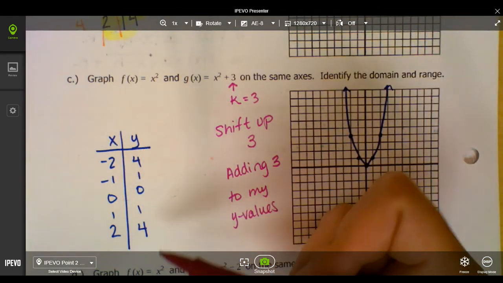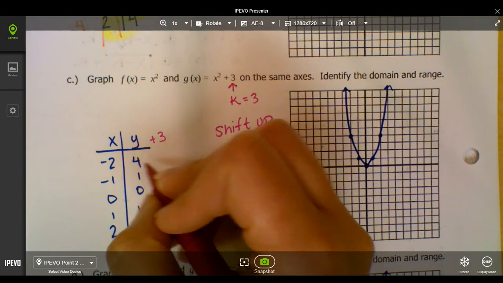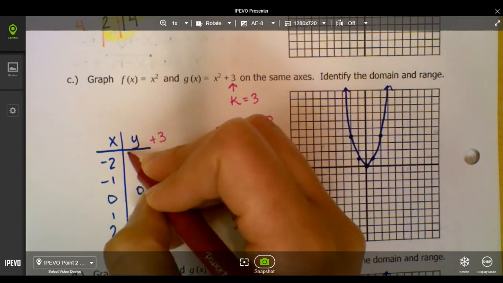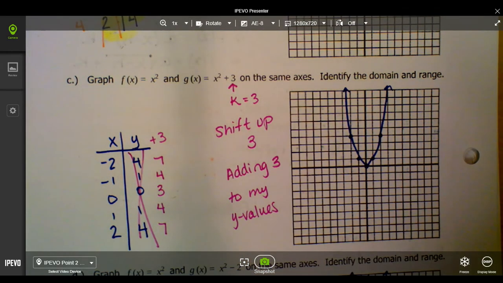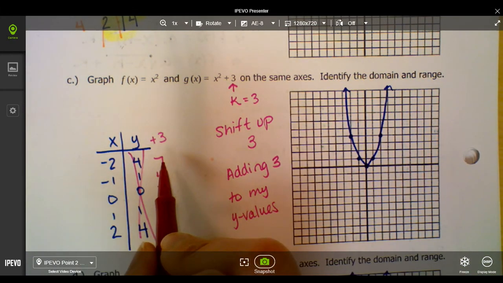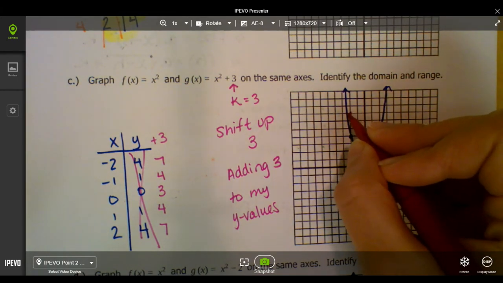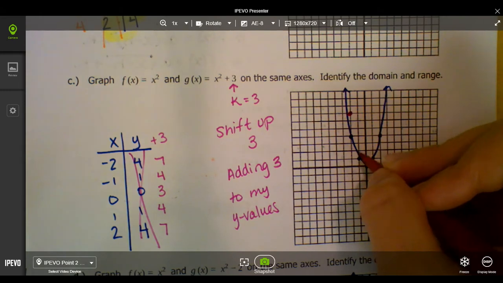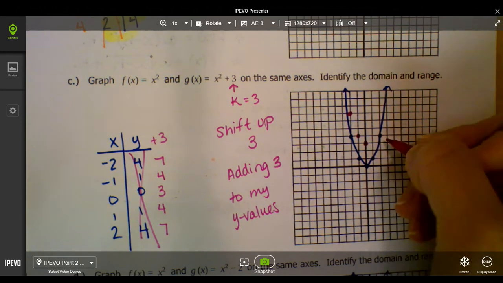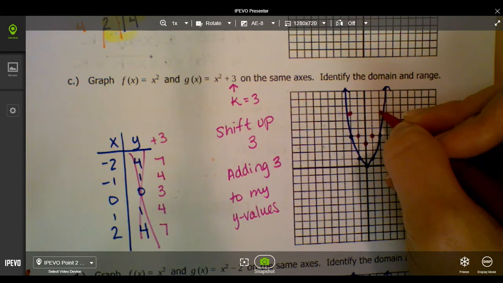So now my x values get to stay alone, and now I'm going to add 3 to all of my y values. So 4 plus 3 is 7, 4, 3, 4, 7. And then again, I can just get rid of those guys over here. So now I'm plotting the points -2, 7. So -2, 1, 2, 3, 4, 5, 6, 7. -1, 4. And then I have 0, 3, because everything's getting shifted up 3. 1, 4. And then 2, 7.